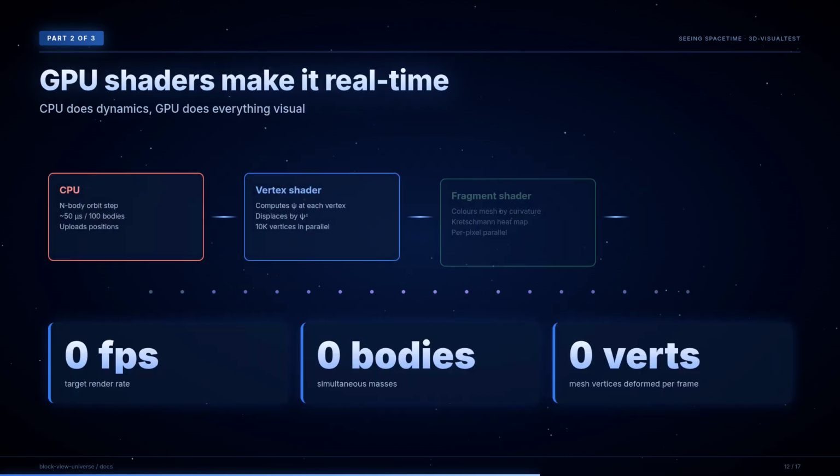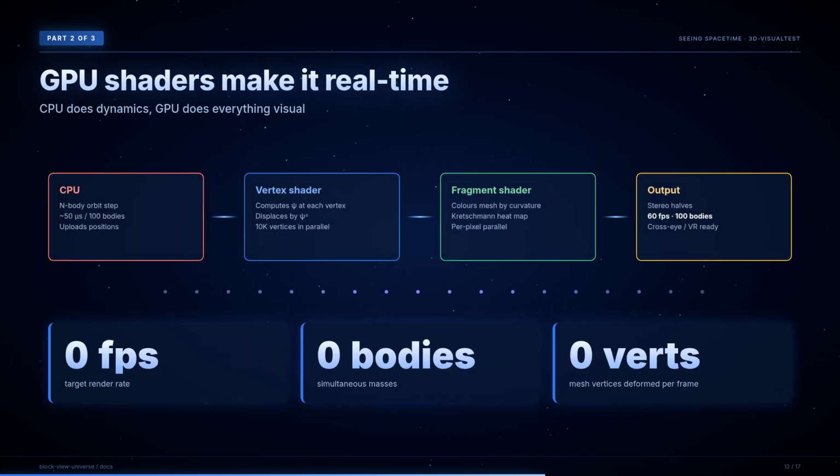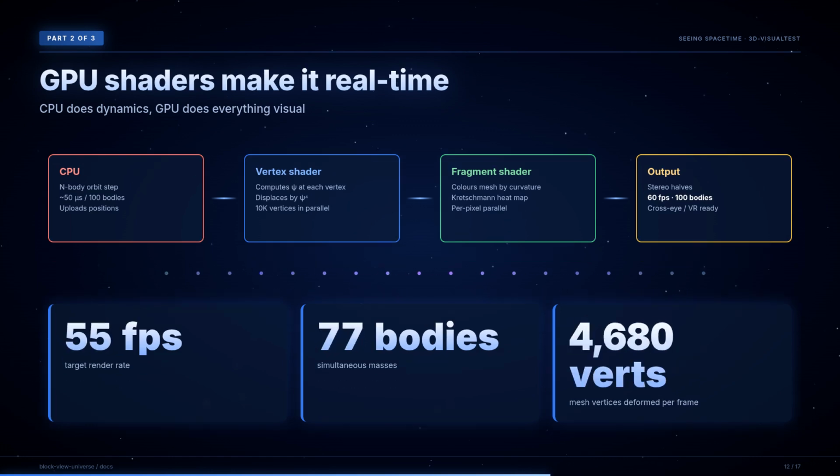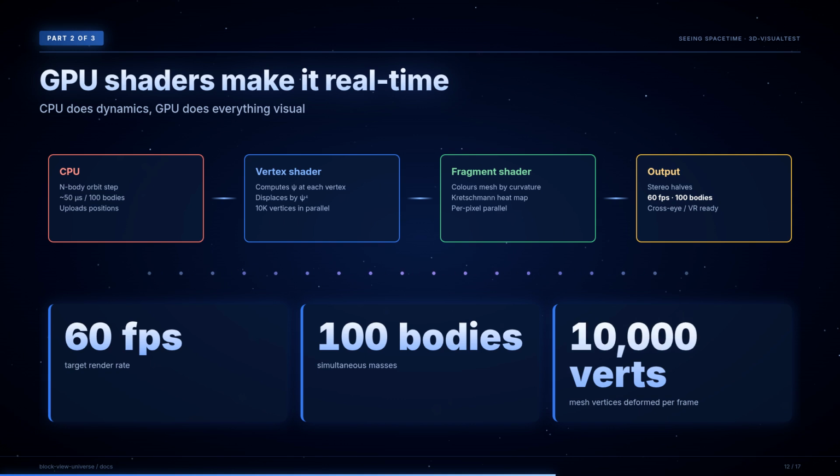Computing psi at every vertex of the grid every frame is exactly what GPU vertex shaders exist to do. A few thousand vertices, a few dozen masses, executed in parallel. The cost per frame is trivial. The fragment shader can color the mesh by curvature intensity, giving you a heat map of where space is bending hardest. This means the CPU handles the orbital dynamics, and the GPU handles everything visual. Even with 100 bodies and 10,000 mesh vertices, the frame rate stays above 60.